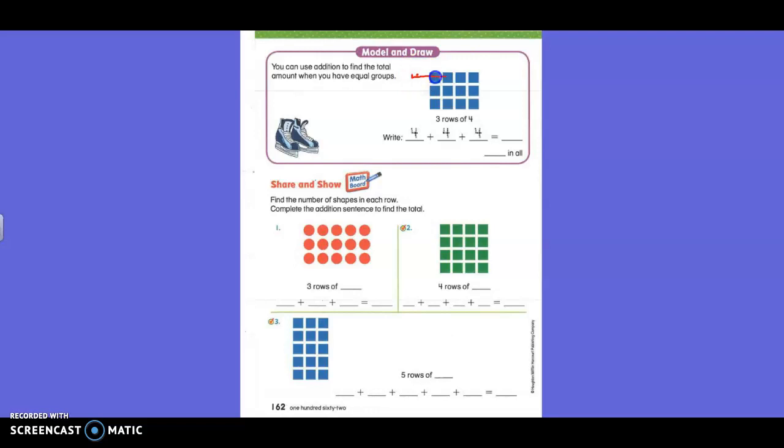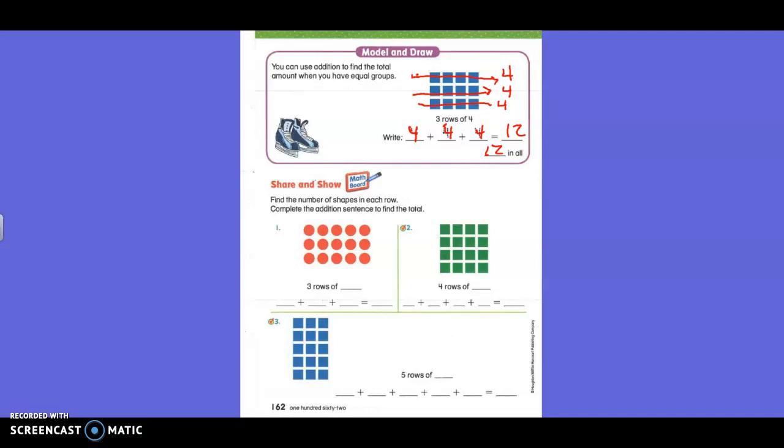So they're saying this is 4. So they're doing 4 right here, okay? Then this is 4 again. So they're adding another 4. And this is 4 again. So they're adding another 4. 4 plus 4 plus 4 is what? Think about 2 4s. 2 4s is what? And then add 4 more. Everyone tell me out loud. 12. So how many in all? 12 in all.